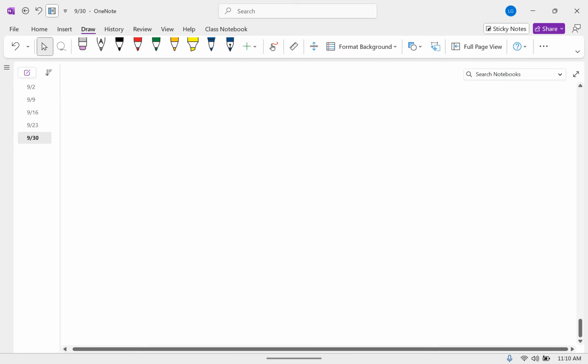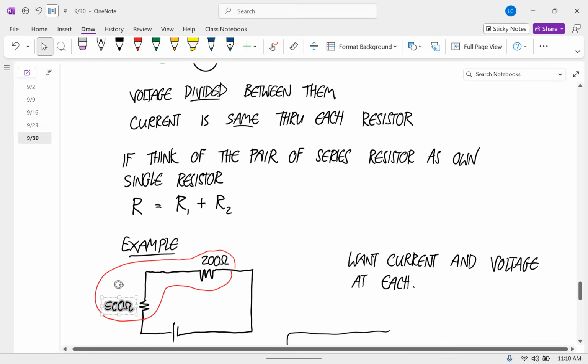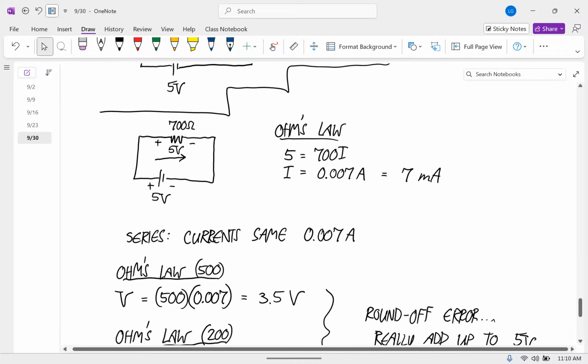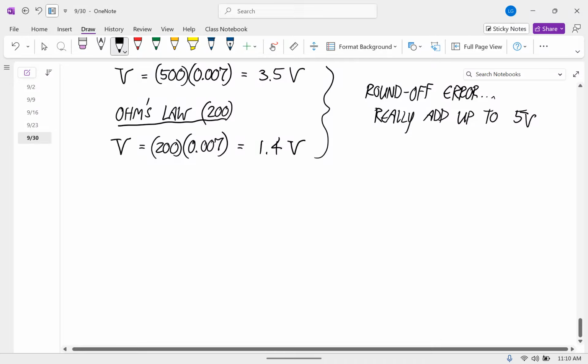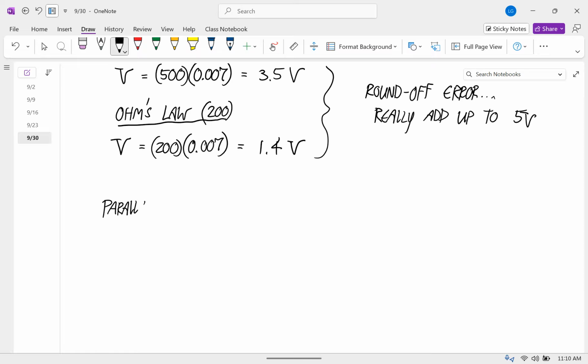Okay, last thing. So this was resistors in series. You also can have resistors in parallel. And in parallel, the electricity kind of has a choice. It can go through one or the other.